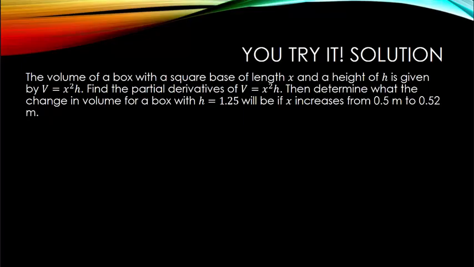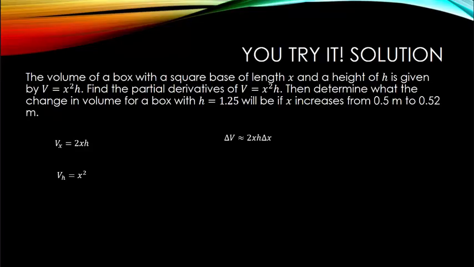So in this case, I know that my side length of the square base is x, the height is h, so that my volume is V is equal to x squared h. I want to set h at 1.25 meters and determine how much the volume will change if x is increased from 0.5 to 0.52 meters. So I start by finding the partial derivative of V with respect to x, which gives me 2xh. And then I find the partial derivative of V with respect to h. This gives me x squared.